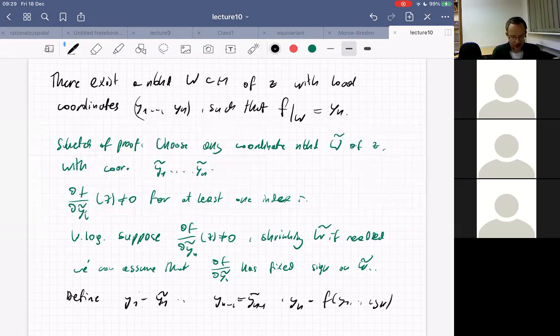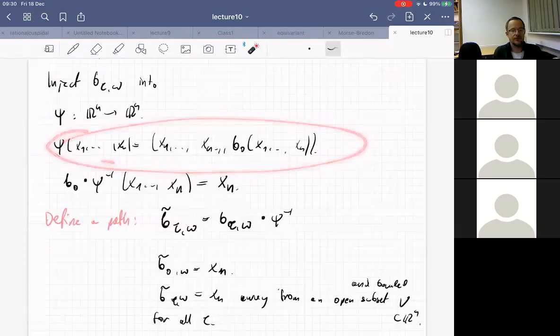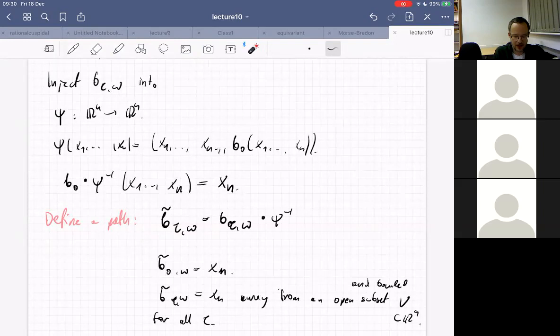So this is a base change. In these coordinates, the function f is equal yn. And this gives you a local diffeomorphism that changes one coordinate system to the other. So if you shrink W tilde to W, this is a local diffeomorphism on some W containing Z. And this is the same argument as we have in here, the same argument involving the implicit function theorem.